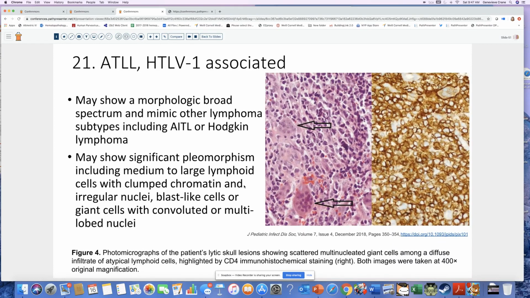So this morphology, these are just still images of the same case. Again, it's very difficult to diagnose on morphology alone. They may have a broad morphologic spectrum and mimic other lymphoma subtypes, such as angioimmunoblastic T-cell lymphoma or Hodgkin lymphoma. There was a very nice paper on this from Dr. Chapman's group, looking at the range and potential pitfalls with these types of lymphomas. And one thing to note, as we saw in this particular case, is that they may show significant pleomorphism, including multinucleated giant cells.